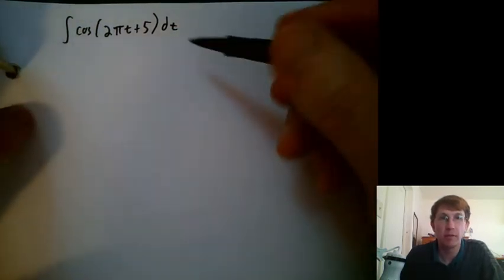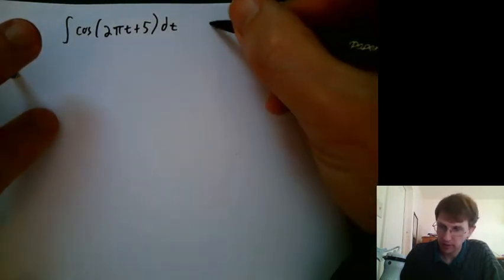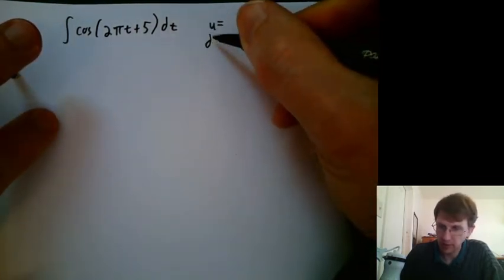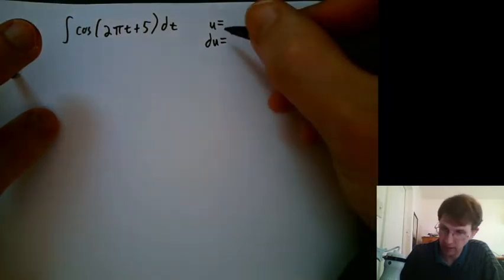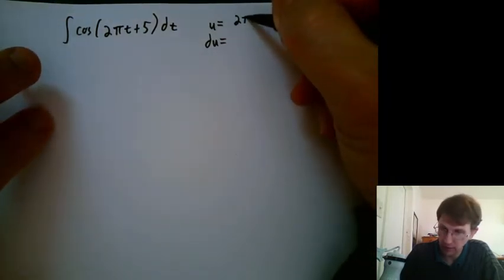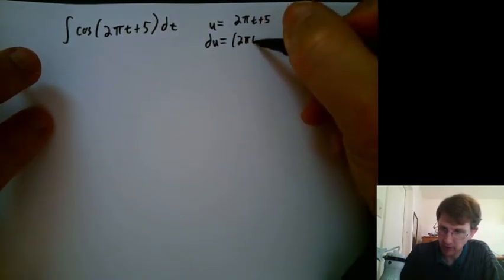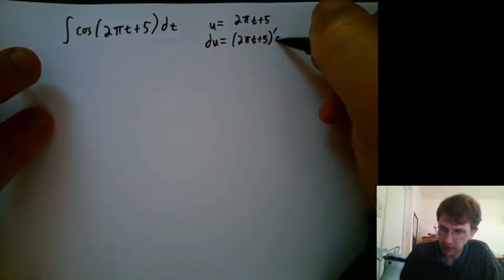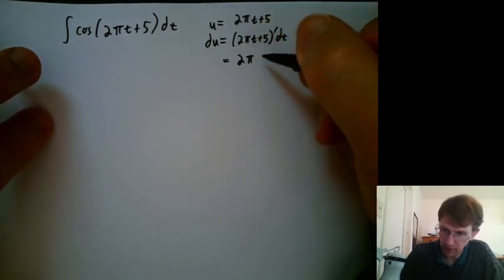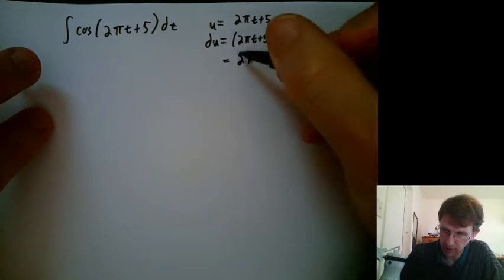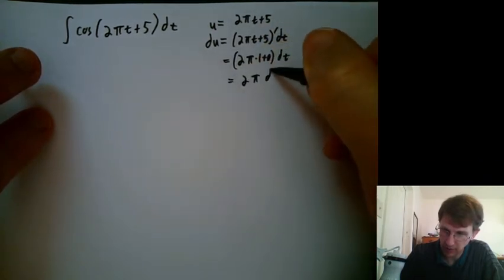Here's another practice problem. Integral of cosine of 2 pi t plus 5 dt. I would start by saying u equals something, du equals something. So figure out what those would be. You probably got 2 pi t plus 5 for u, and then (2 pi t plus 5) prime dt for du, which would be 2 pi times 1 plus 0 dt, or just 2 pi dt.